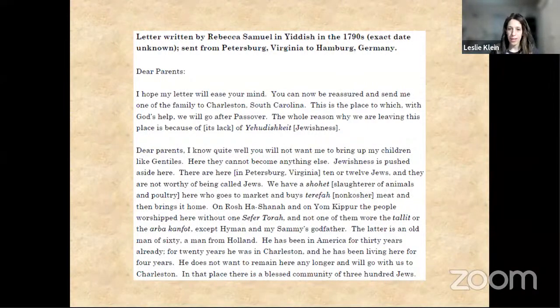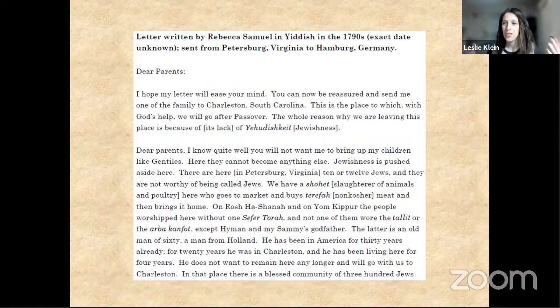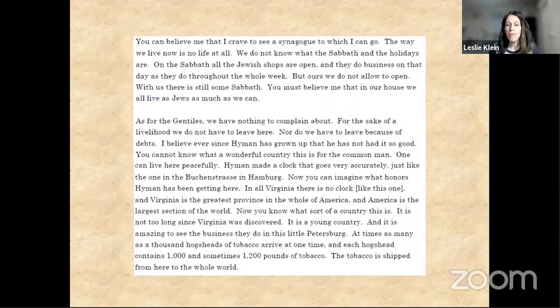The latter's an old man of 60 from Holland, and he's going to go with them when they move to Charleston. Now, why are they going to Charleston? Because in that place, there's a blessed community of 300 Jews. That's the bigger Jewish community that she's going to move to. You can believe me, I crave to see a synagogue to which I can go. The way we live now is no life at all.